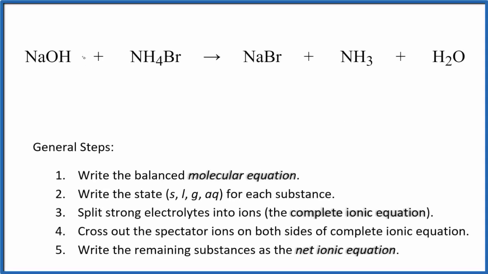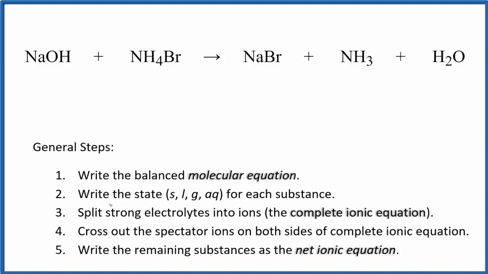Let's write the balanced net ionic equation for NaOH plus NH4Br. This is sodium hydroxide and ammonium bromide. The first thing we need to do when we balance net ionic equations is balance the molecular equation. And this is the molecular equation. It's already balanced, so that's kind of nice.